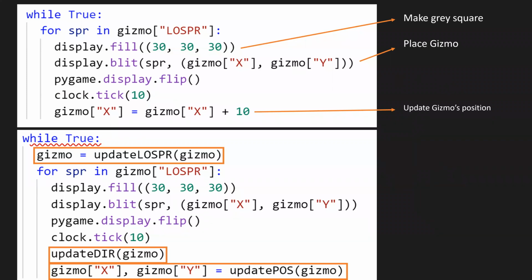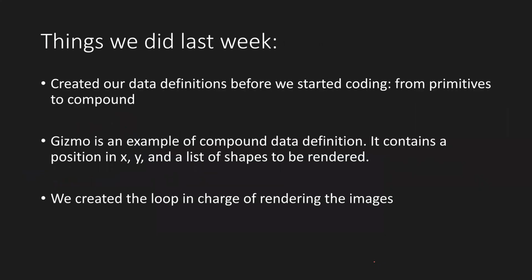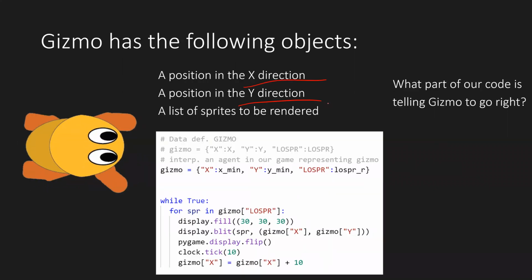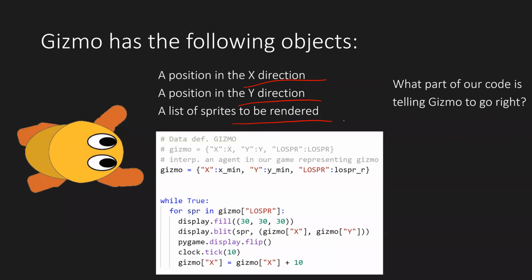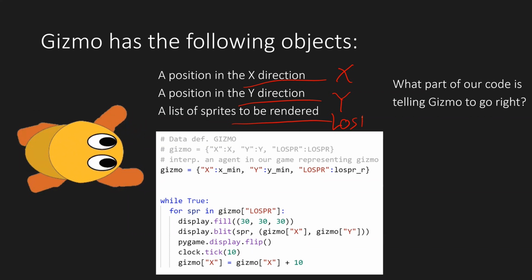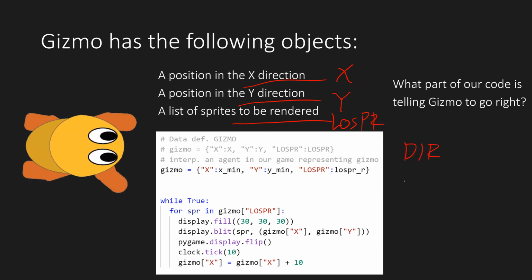Sometimes. But anyway, so we started from the program that we had last class, and then we included helper functions to separate tasks that affect different attributes of Gizmo. So Gizmo had these 4 different attributes, right? So it had an X position, Y position, the list of sprites to be rendered. This is X, this is Y, this is list of sprites. And then we added 2 more. We added direction and we added steps.